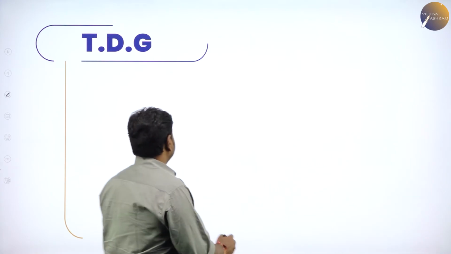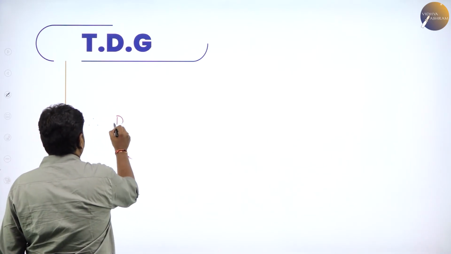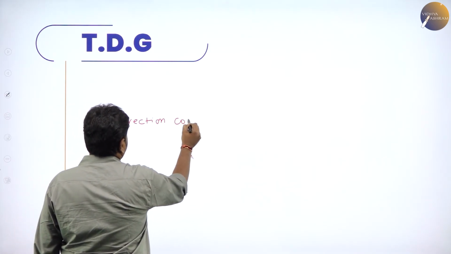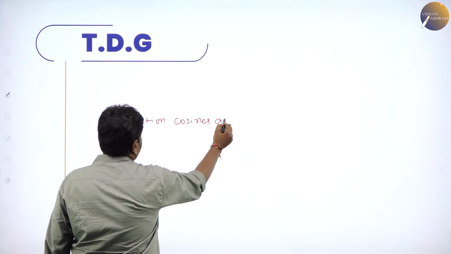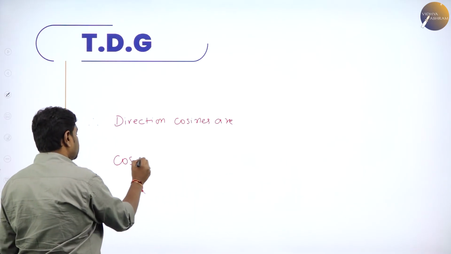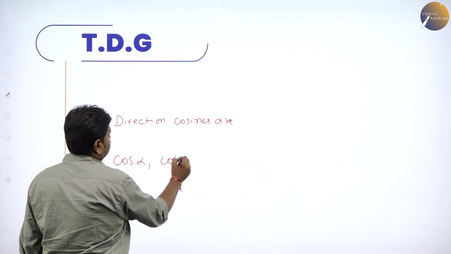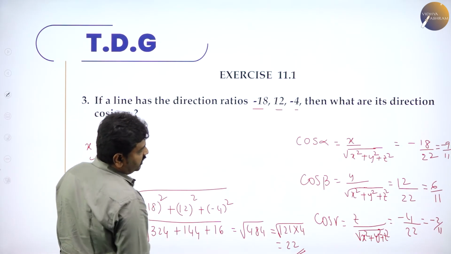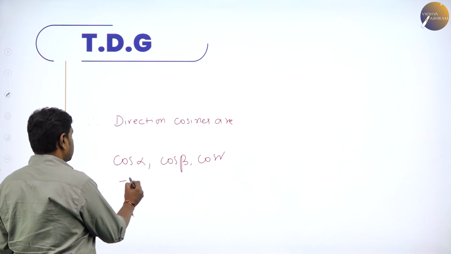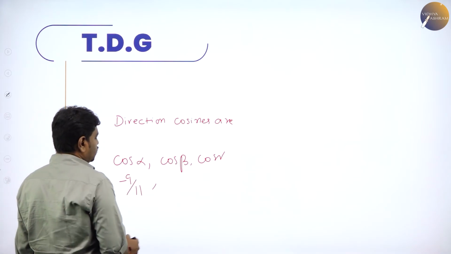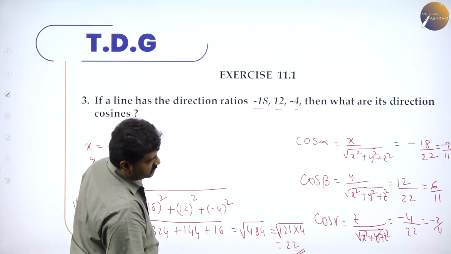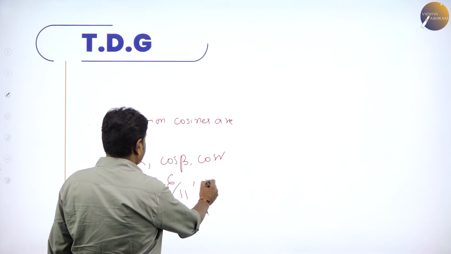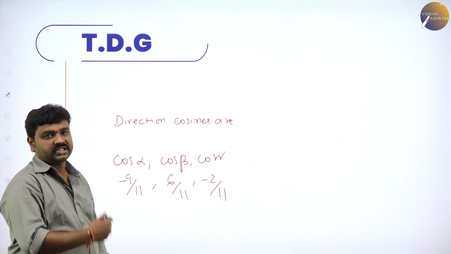So therefore the direction cosines are cos alpha, cos beta, cos gamma. That is, we have minus 9 by 11, comma, 6 by 11, and the last is minus 2 by 11. These are the direction cosines.